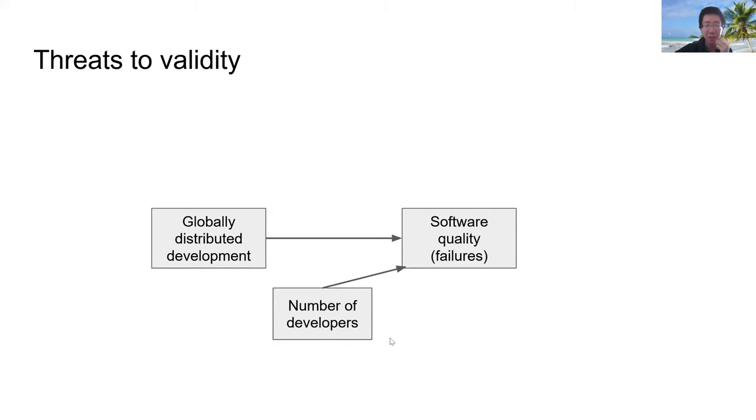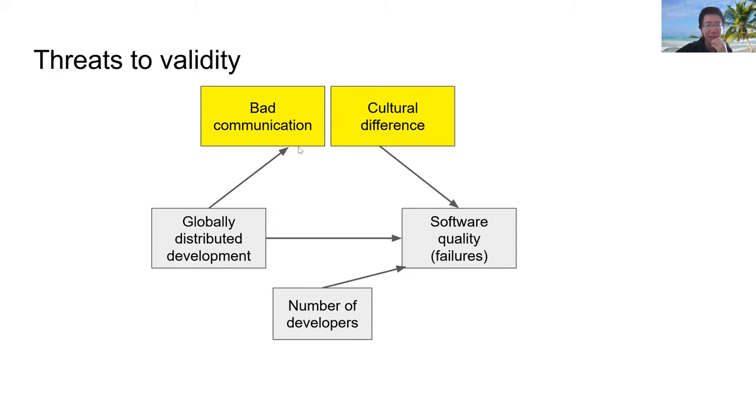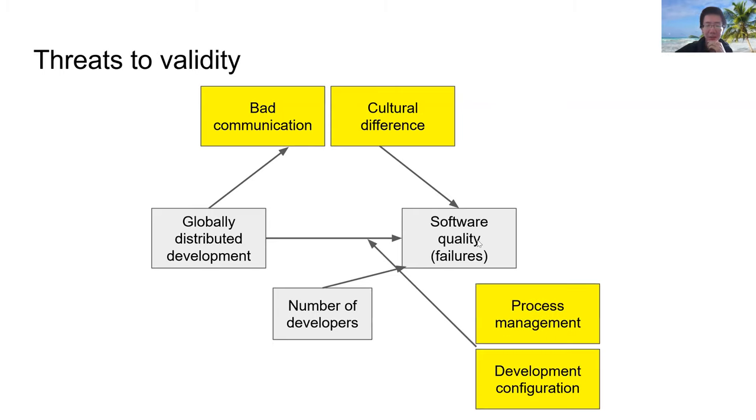And for the threats to validity, it could be that there are other mediators, like bad communication. So distributed teams will result in bad communication or cultural difference, and then result in software quality. But they didn't find a measurement for it, I guess. And also we may have other, I'm not sure if it should be a moderator or other causes here. Like, what if Microsoft has some special process management or development configuration? This may directly affect software quality, or it could be a moderator here. So I'm not sure. Yeah.